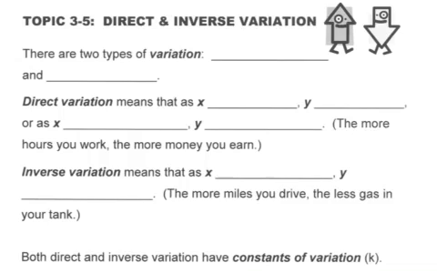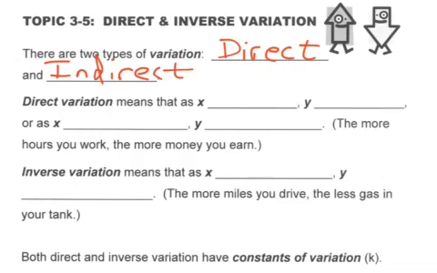Well, let's fill in the first part. The first blank is going to be, there are two types of variation, direct and indirect. And direct variation means as x increases, y increases. Sorry, it's hard to write. I'll just let you finish writing that.